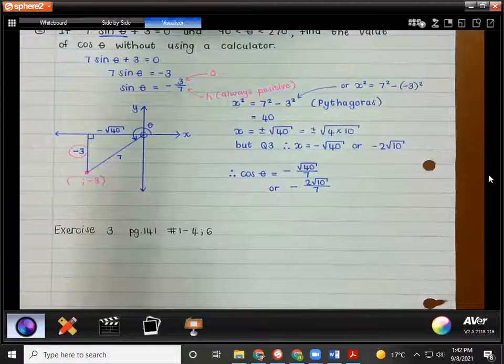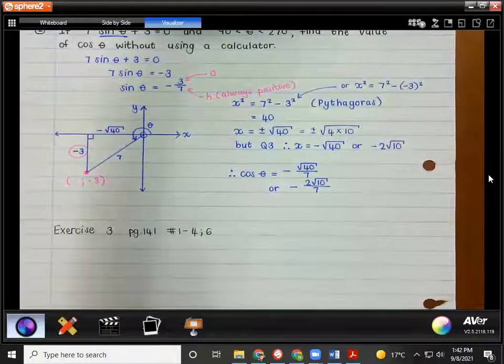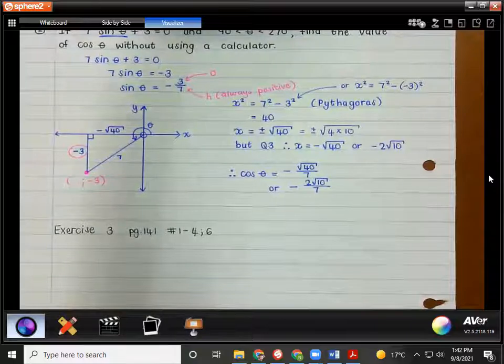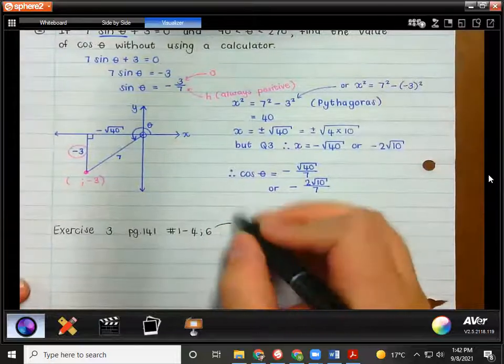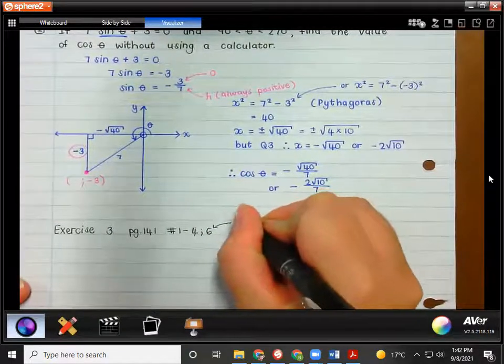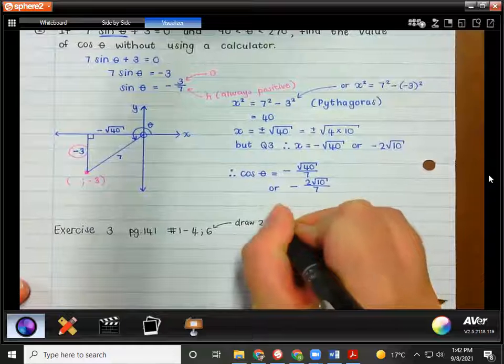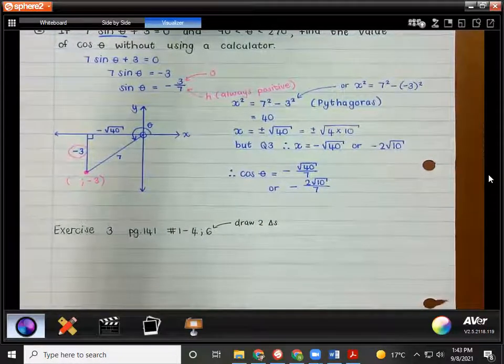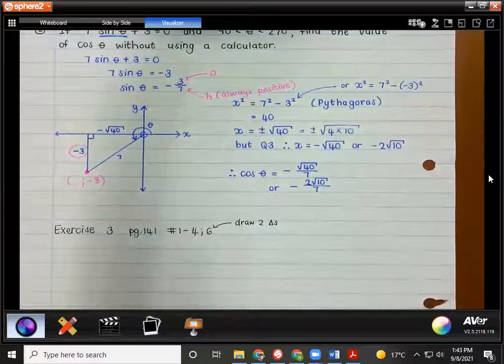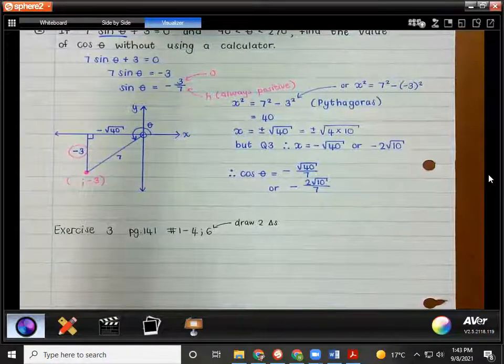Guys, I just want to warn you about number 6. They're telling you that cos x is something and tan y is something. So for number 6, you're actually going to have to draw 2 separate triangles. One where your angle is x and one where your angle is y. If they're giving you information about 2 different angles, you're going to have to draw 2 different triangles. So that is for number 6. Draw 2 triangles. Okay, get going. You can listen to music if you want.